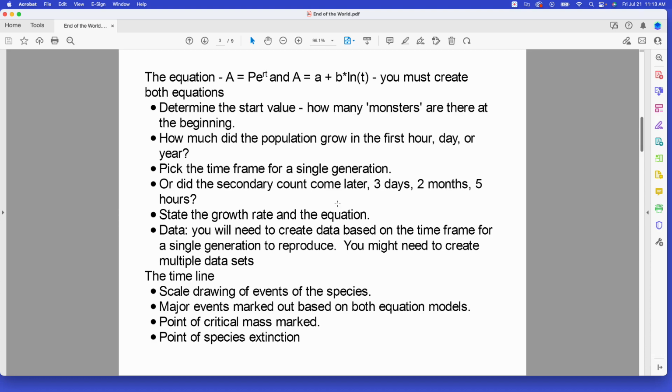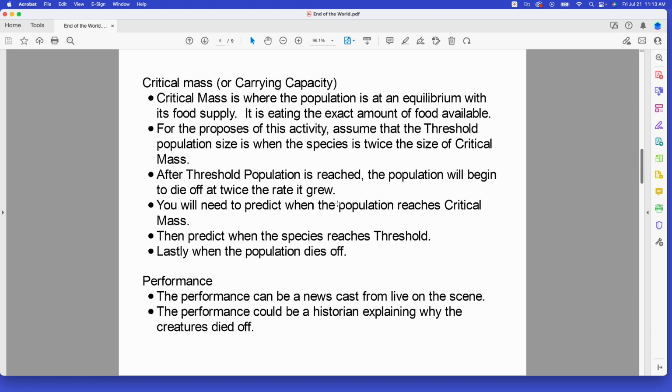So I go through the different ideas with this, with the students. I explain critical mass or carrying capacity.